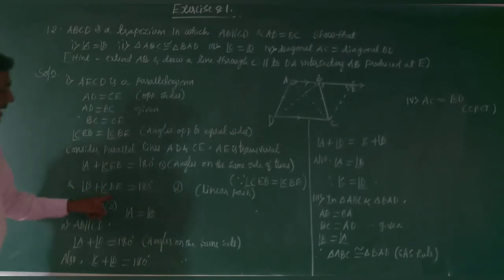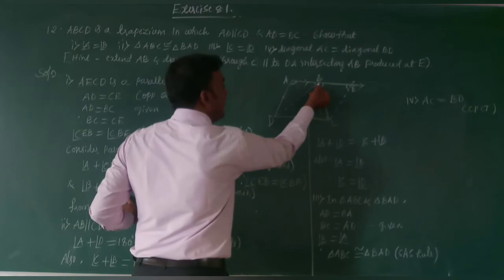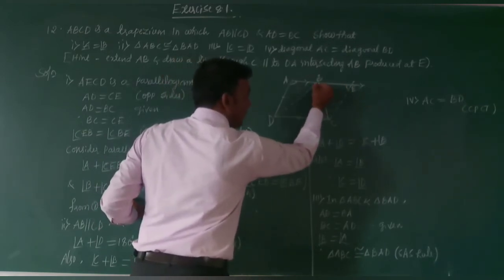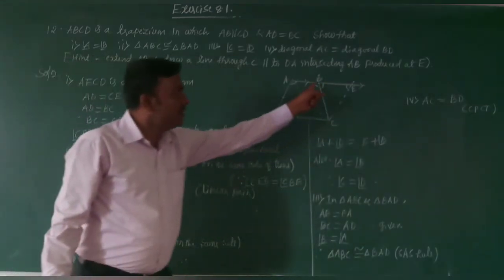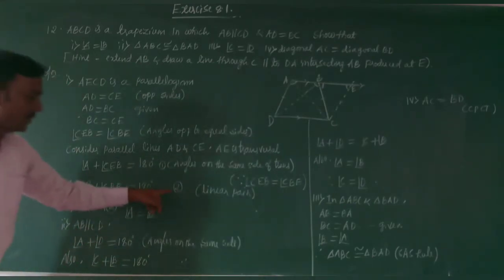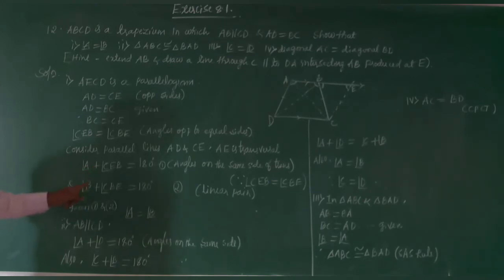And angle B plus angle CBE is equal to 180 degrees, because it is a linear pair. This angle plus this angle gives us 180 degrees. Say equation number 2.